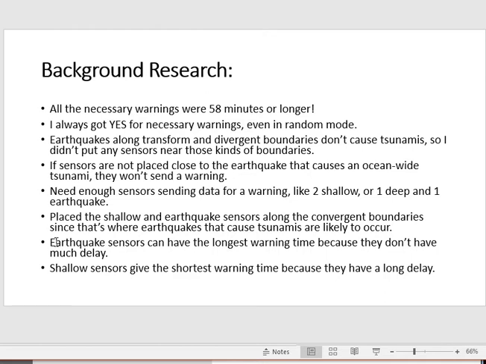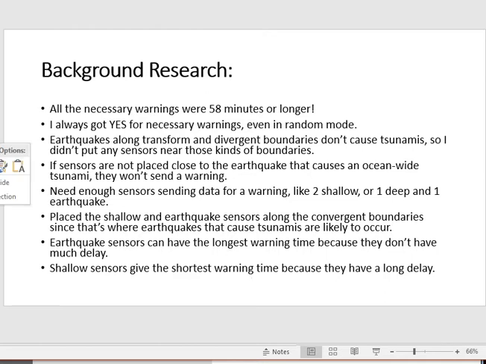You could say things like, you place the shallow earthquake sensors along the convergent boundaries, since that's where the earthquakes that cause tsunamis are likely to occur. This one just talks about how shallow sensors give the shortest warning time because they have a long delay. This could be the reasons why you chose that.